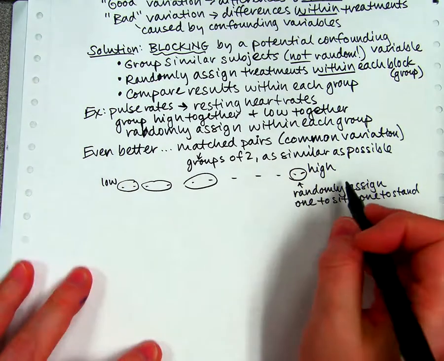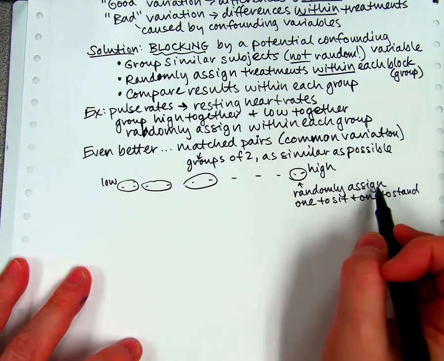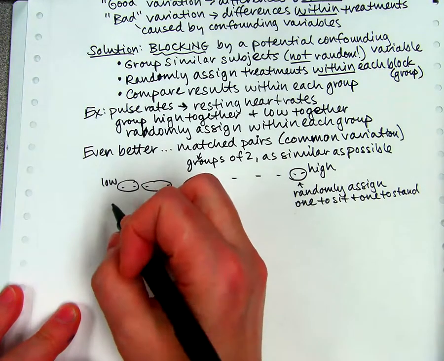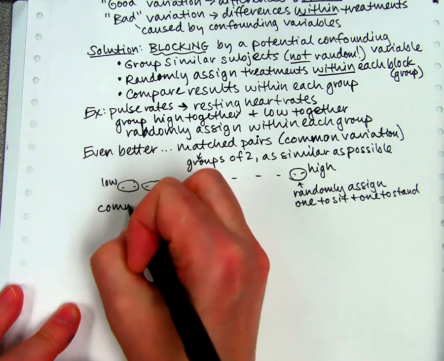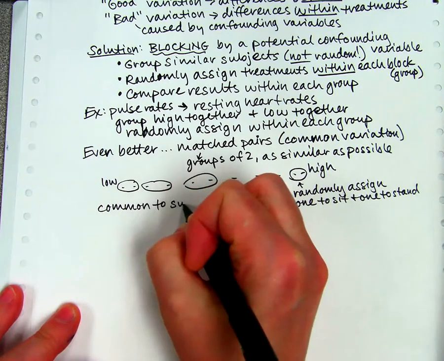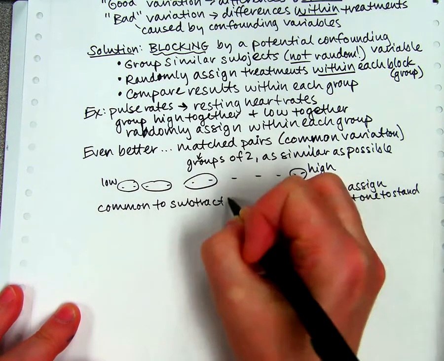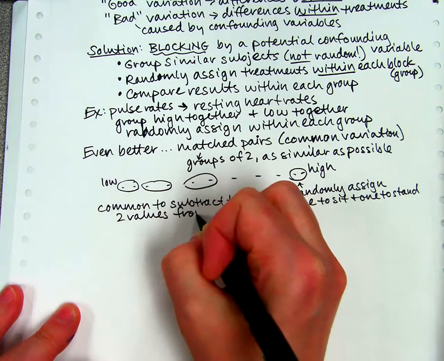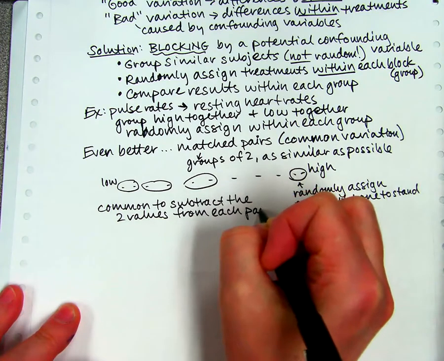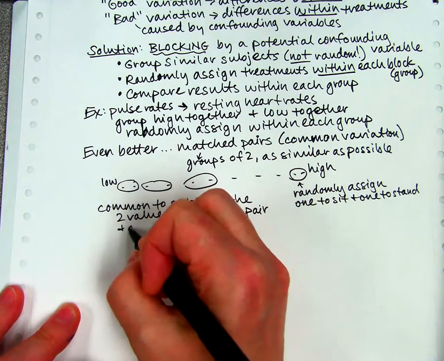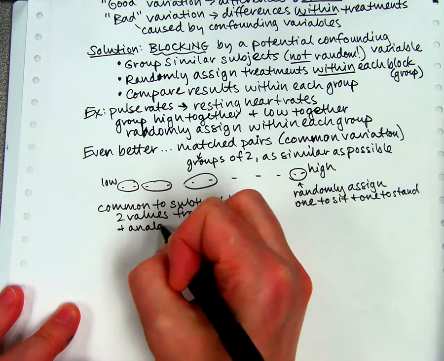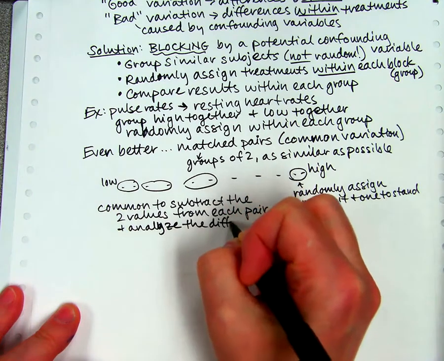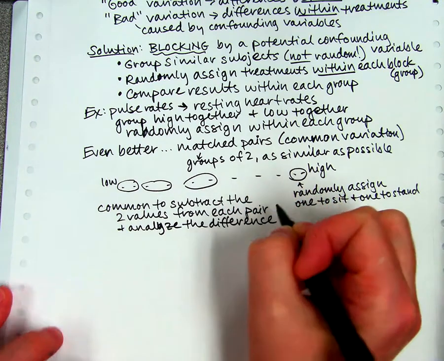What's most commonly done with matched pairs is you randomly assign one to stand and one to sit. You do the test, which is the pulse rate thing. You then would usually subtract. It is most common to subtract the 2 values from each pair, and analyze the differences. And we will learn some more about that analysis later this year. Remember, difference is the result of a subtraction.